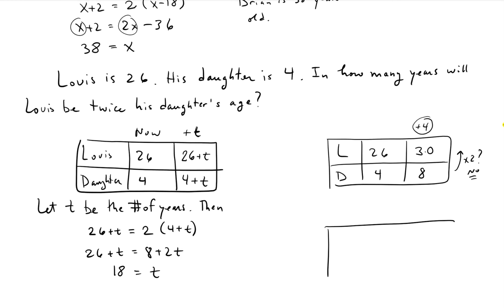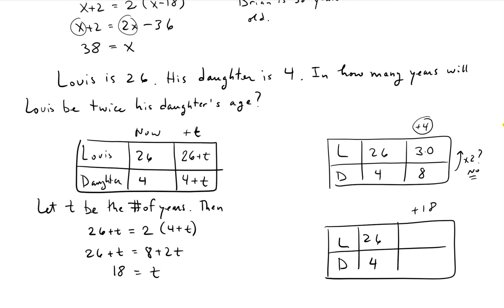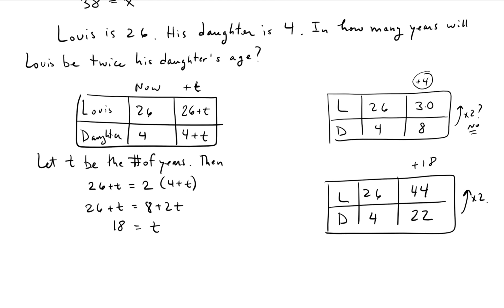Let's verify that it works. Louis is 26, his daughter is 4. In 18 years, she's 22 and he is 44. And yes, that works. So I can just write that down: Louis will be twice his daughter's age in 18 years.